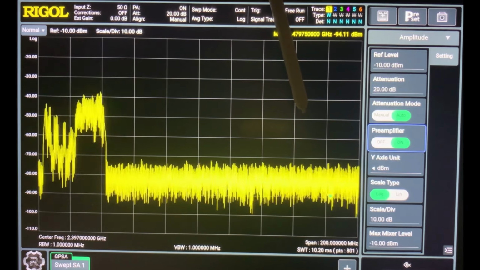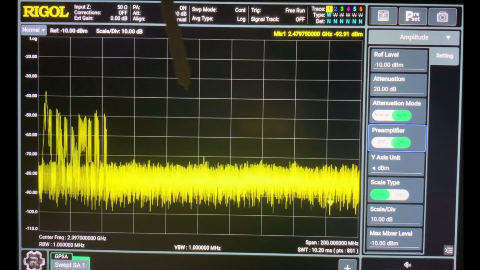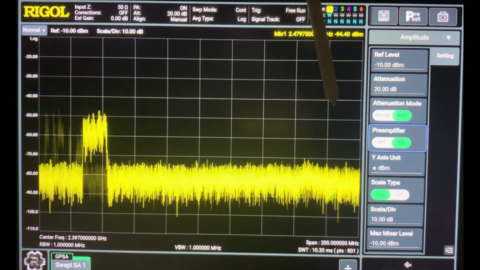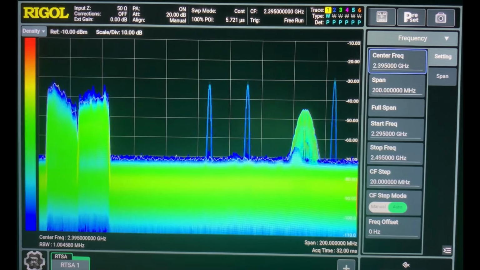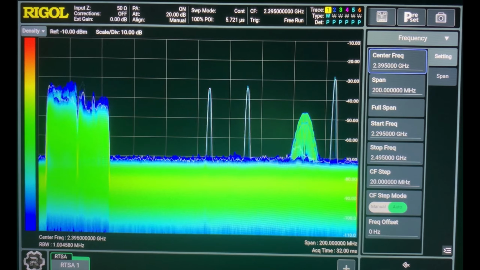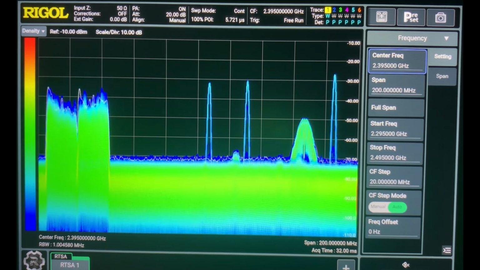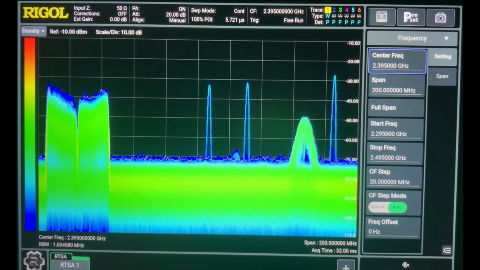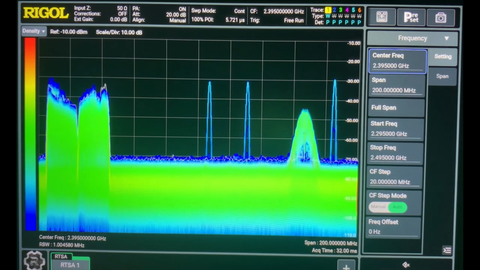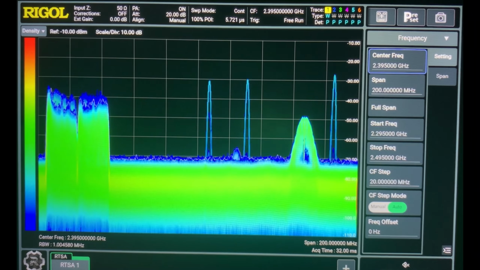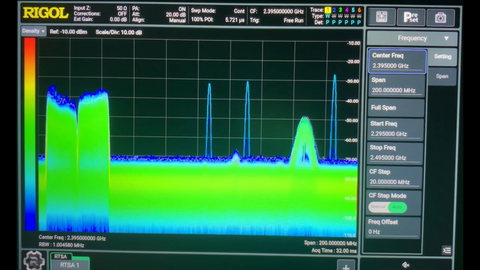RTSA, real-time spectrum analyzer, captures these signals because it processes data in real time. This is the RTSA view of the signals. Just now in the normal SA, some of the signals you can't see at all. But now with the RTSA, you can see all the signals quite clearly.